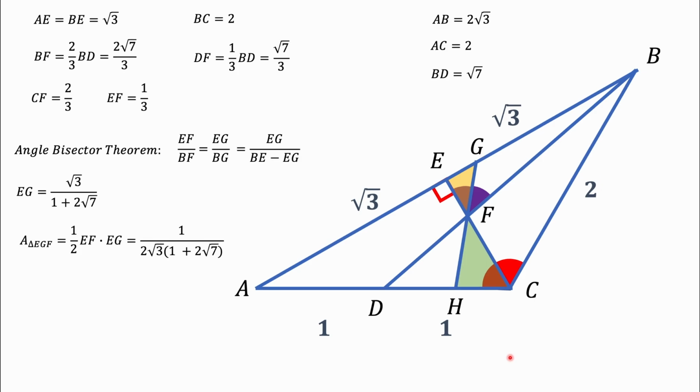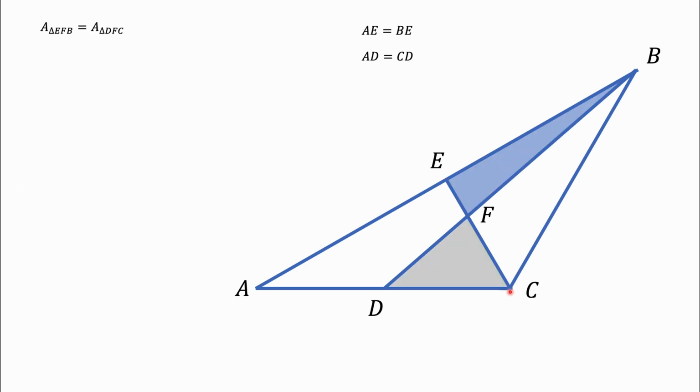Now let's find the area of the green triangle. First of all, notice that F is a centroid, a point of intersection of medians. And because of that, the area of the triangle EFB equals the area of the triangle DFC. Now, if you know this fact, good for you. If you don't, we're going to derive it right now. So here we have our triangle ABC, and we have two medians. All we care about right now is that BD and CE are medians, and F is the point of intersection of them.